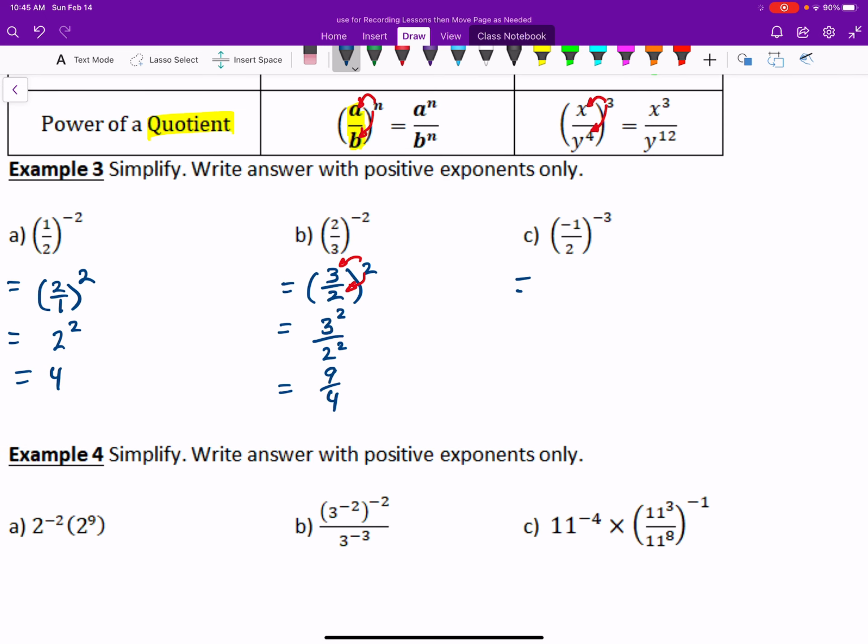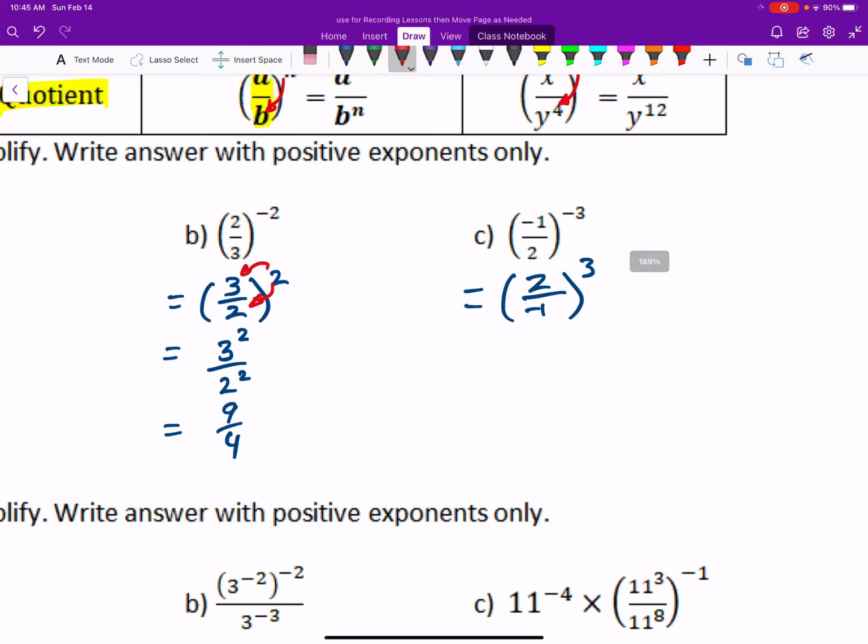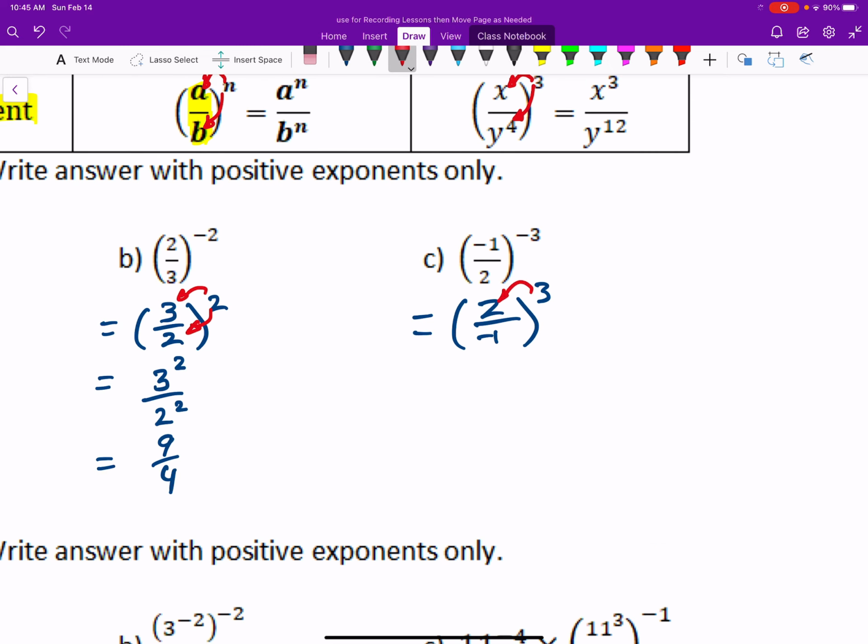And then this one, I'd flip it upside down. I'd have 2 over negative 1 to the positive 3. And again, I'd apply that positive 3 to the 2 and to the negative 1. That would give me 2 times 2 times 2 is 8 over negative 1. Negative 1 times itself 3 times is going to be negative again. But it's still just going to be 1. So I'd simplify it a bit further. To finish off, I'd write it as negative 8.